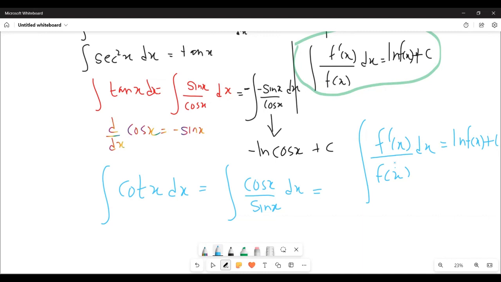ln sin x plus c. Yes, ln sin x plus c. Good. So integration of cot x can't be done directly. There are no fixed formulas. You have to derive the answer, which comes out to be ln sin x plus c. Okay.